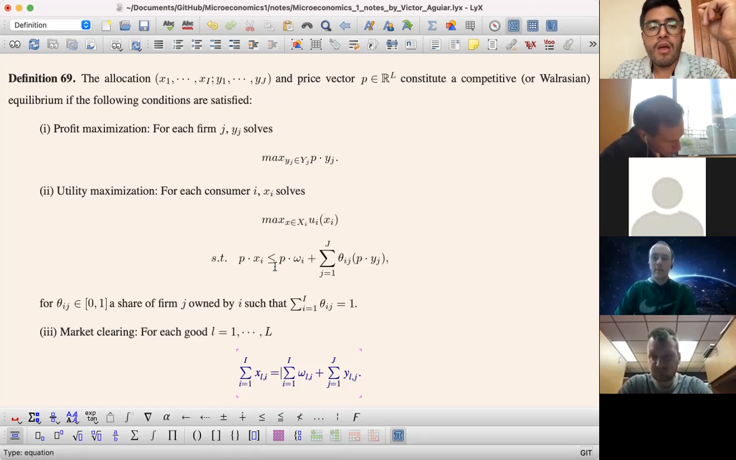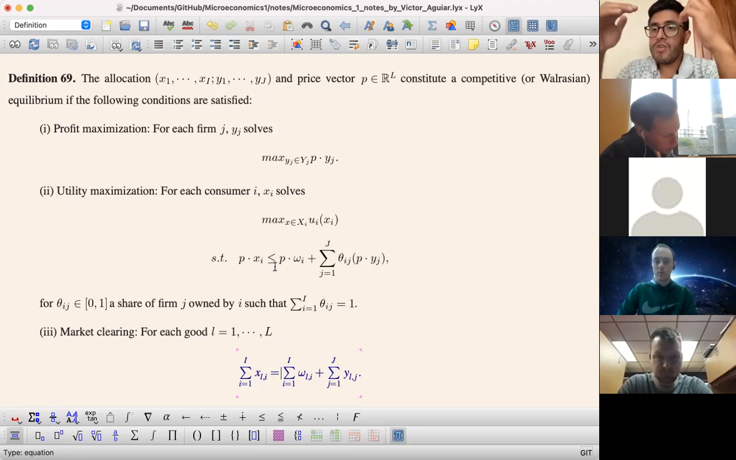Okay. Now, economically, this is putting together the behavior of consumers with the behavior of firms, and then putting them together in a market. The market here requires that everything aggregates such that whatever people consume is equal to whatever exists in the economy. So it's a closed market.